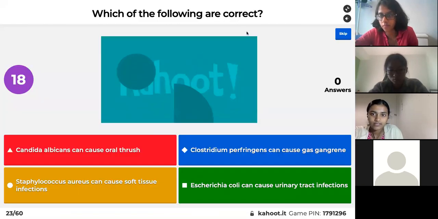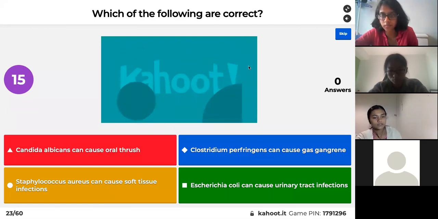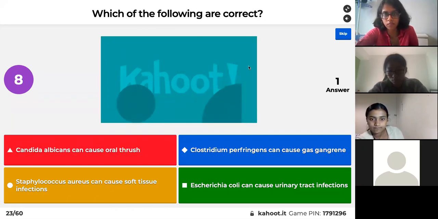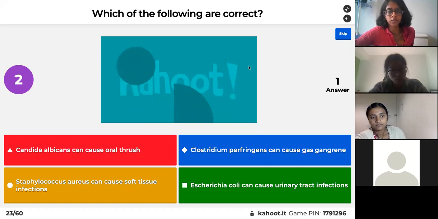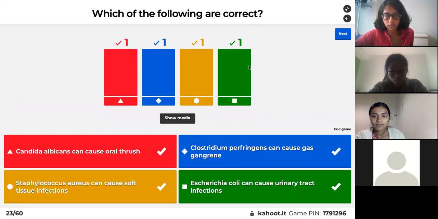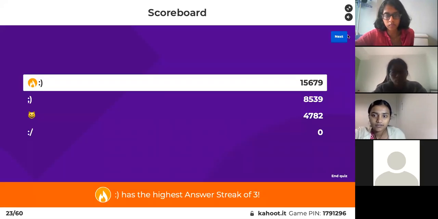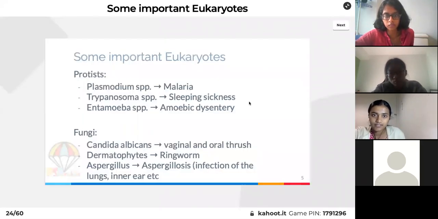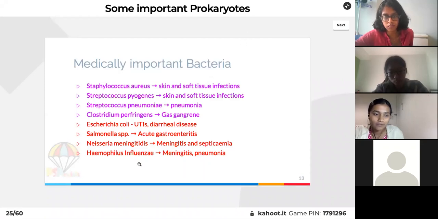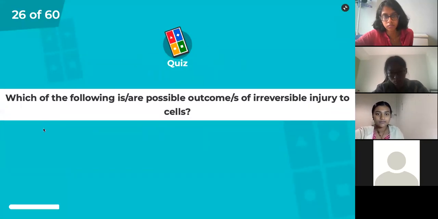Which of the following are correct? Yep, they're all correct. I think we should have a summary slide. Yep, so this is just another list of important eukaryotes. So the one I had was Candida albicans. So that's vaginal and oral thrush as well. And some prokaryotes, so I've colored it with gram negative and positive as well. So there's a few more there. Yeah, next question.